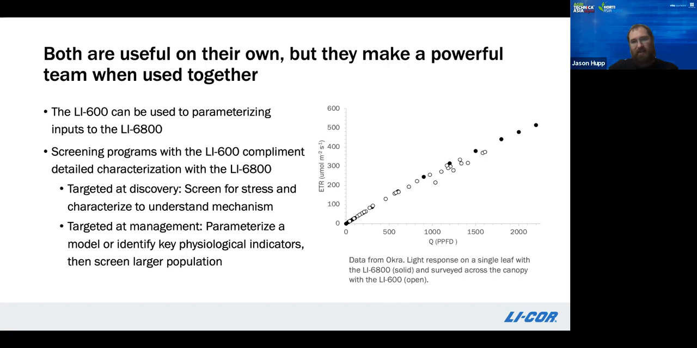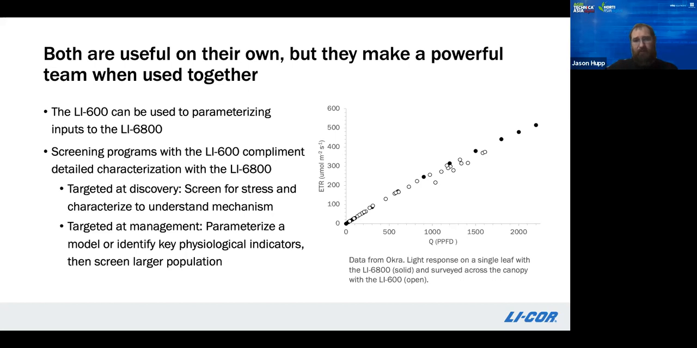And so I have one data set here that I just want to use to illustrate that before we move on. These are light response measurements. In this case, I'm plotting electron transport rate versus light intensity. This was done on okra. The solid symbols were measured on a single leaf using a 6800 in a fully controlled environmental chamber, right? So I took one leaf, I clamped it, I made a response curve measurement.